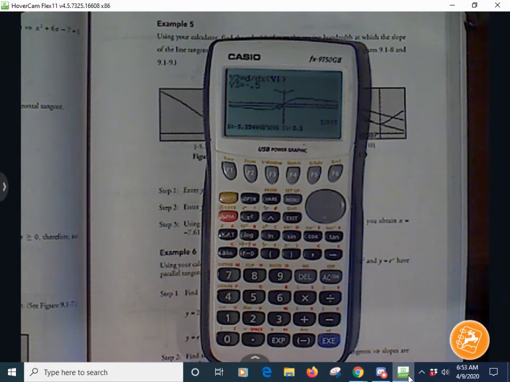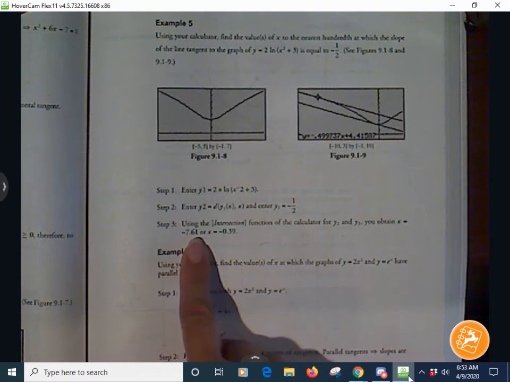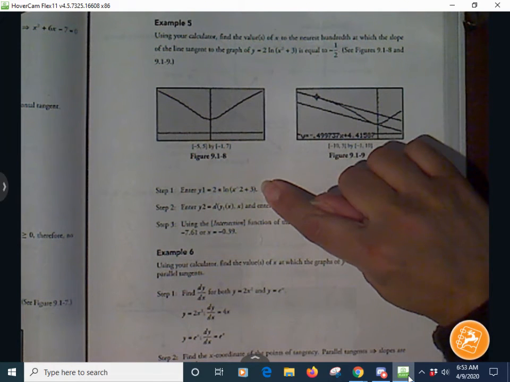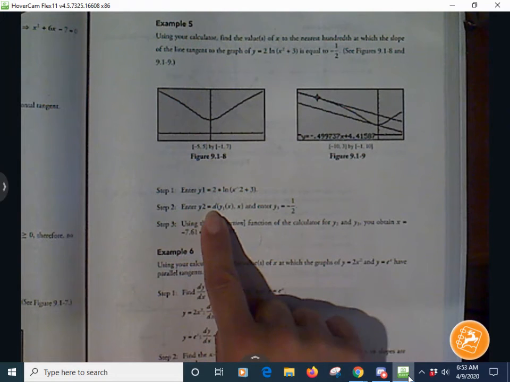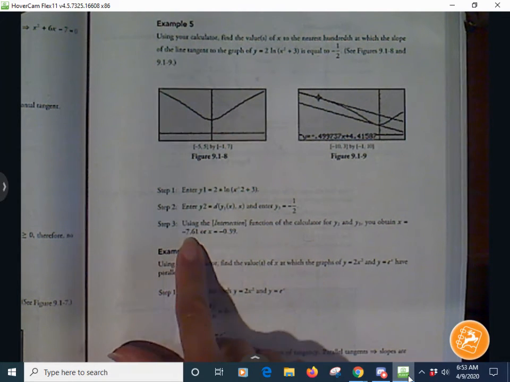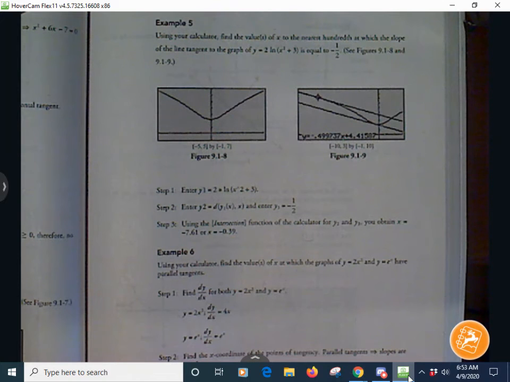No. So I have to have my intersections on the screen and then it'll give it to me. But in any case, here is the solution. So they had you put this in y1, take the derivative, put in y2, then take what you want it to equal and put it in y3, and then they found these points of intersections, which they said they wanted you to find to the nearest hundredth.